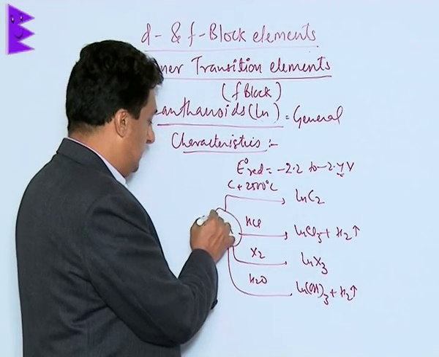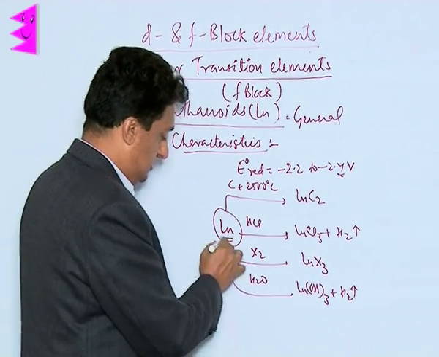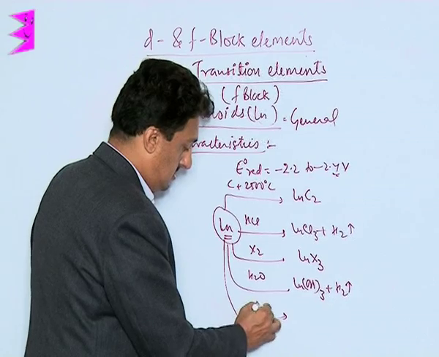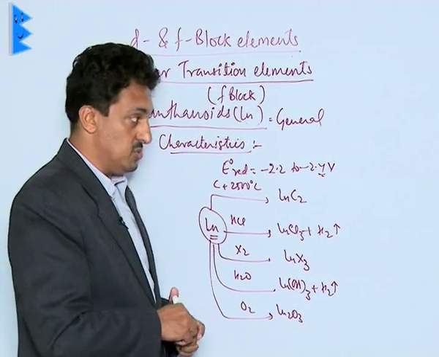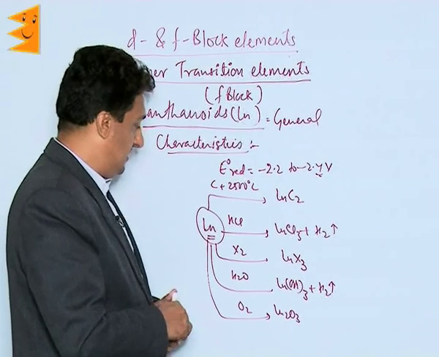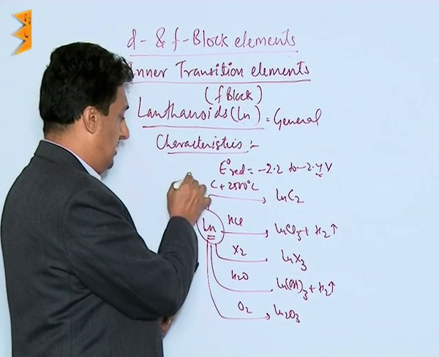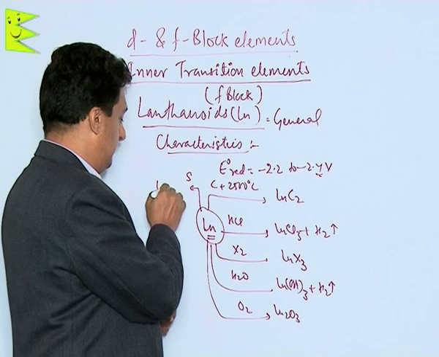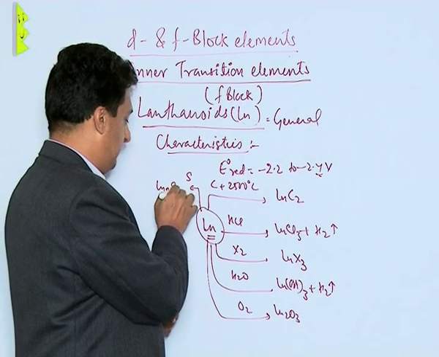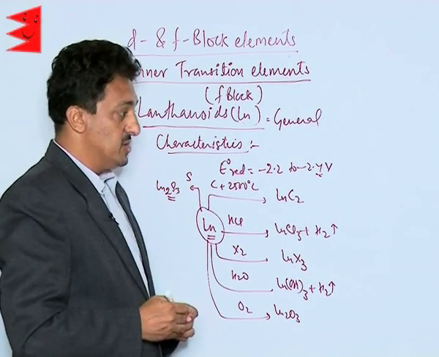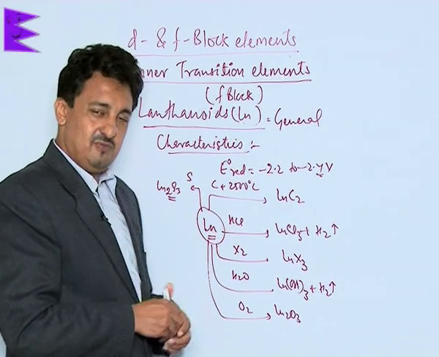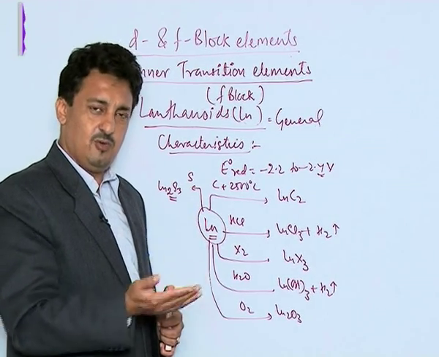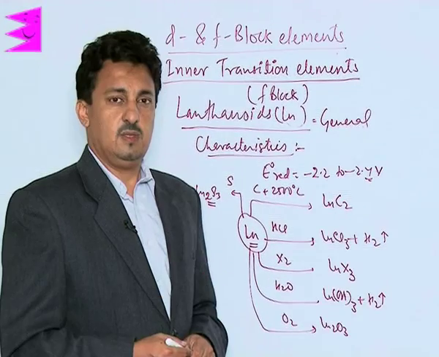It combines with oxygen and forms lanthanoid oxide, Ln2O3, and it can combine with sulfur to form Ln2S3, lanthanoid sulfide. So these are its common reactions with the non-metals, which take place at fairly high temperature.